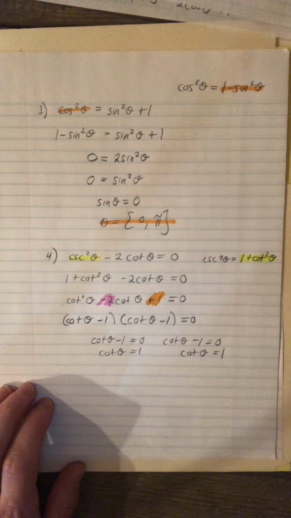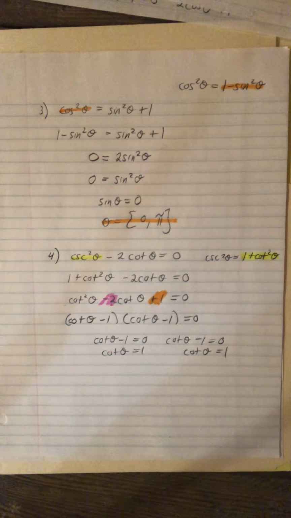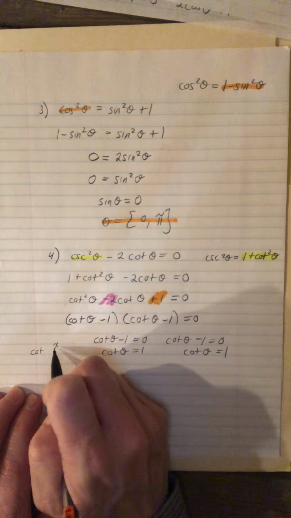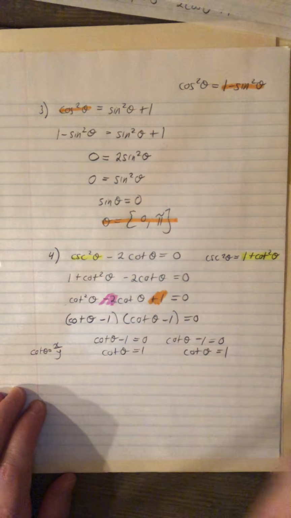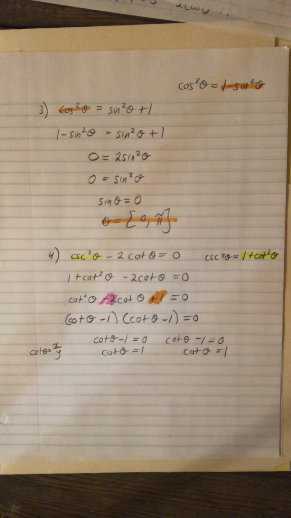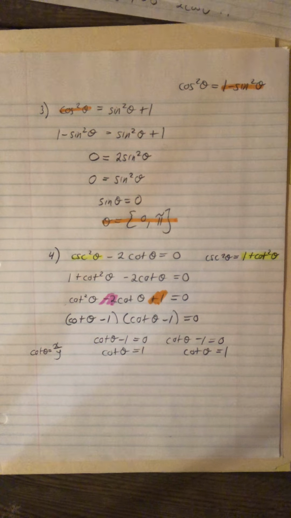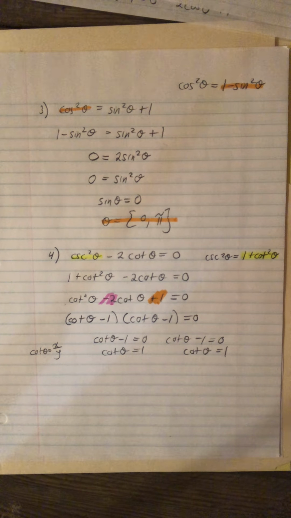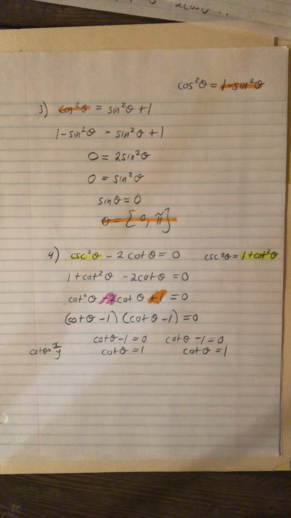Now, this is where we have to remember: cotangent of theta is 1. Cotangent is x over y. That means in order to have your cotangent be equivalent to 1, your x and y values have to be exactly the same. Look at that unit circle. When are your x and y values exactly the same?